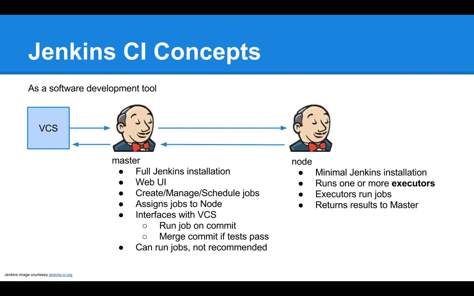If you read through the docs, they recommend that the master simply be responsible for things like access control, installing plugins, creating the jobs, providing that front-end UI, and then managing which jobs get assigned to which nodes, and then having those nodes actually run the jobs. The node has a minimal Jenkins install. It's going to run one or more executors, which is going to run those jobs, and then return those results to the master. That way, if a node goes down because a job got hung up, or if a node runs out of executors or something goes wrong with it, your whole Jenkins install isn't pooched.